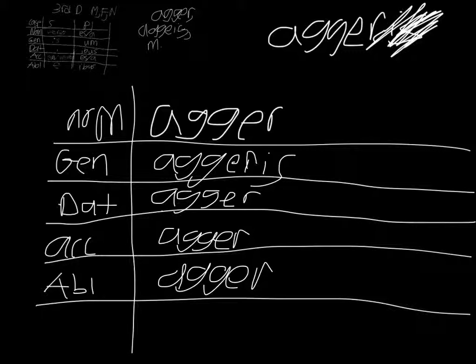And one thing to think about, for each case: nominative is the subject, genitive shows possession, so of whatever, dative is to whatever the word is, accusative is the direct object, and ablative is for prep phrases.